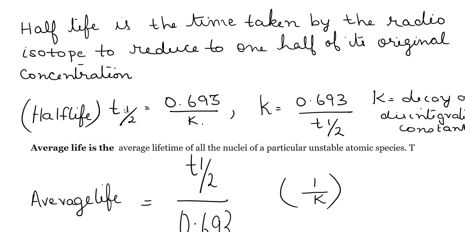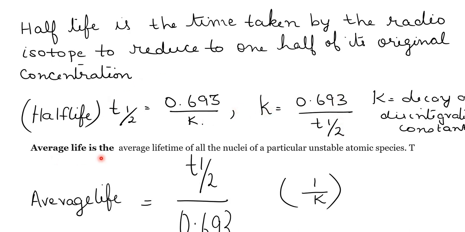So, mainly three terms we have to remember when we are talking about the life of a radioactive element. One is called half-life, denoted as T half. The other is denoted as K, which is called the decay constant or disintegration constant, and you have another term which is average life. Half-life is the time taken by the radioisotope to reduce to 1/2 of its original concentration. So, it is given by the formula 0.693 by K. So, K will be 0.693 by T half.